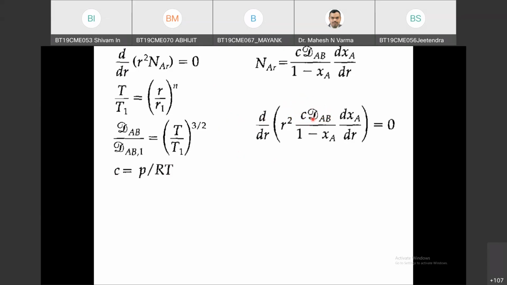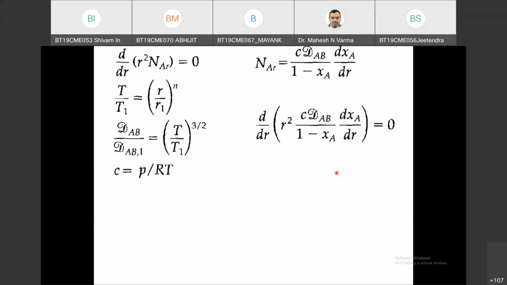As we have done in previous case, this can be taken out directly, and then R square divided by 1 minus x dx by dr equals to 0. But in this case, this concentration is also function of R. This diffusivity is also function of R, because temperature is a function of R. Temperature is changing with respect to R in gas film with this temperature profile. Diffusivity depends upon temperature, concentration depends upon temperature. Hence, this diffusivity is also function of R, and this concentration is also function of R.